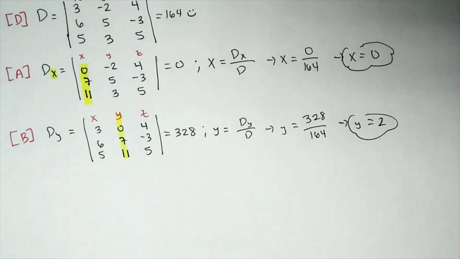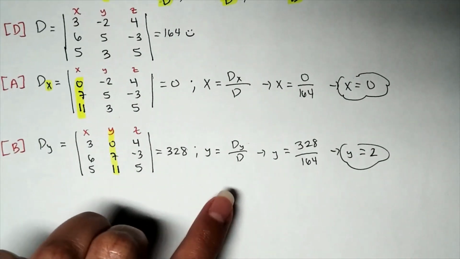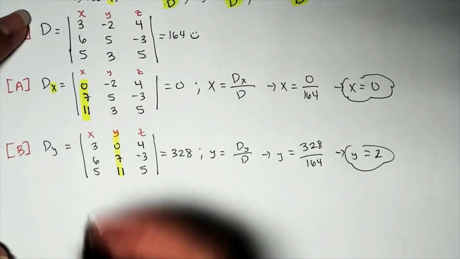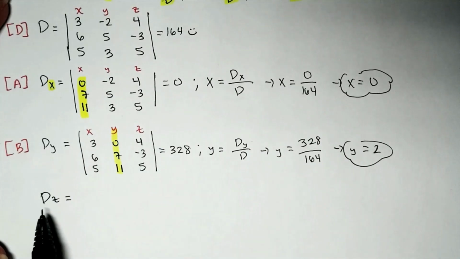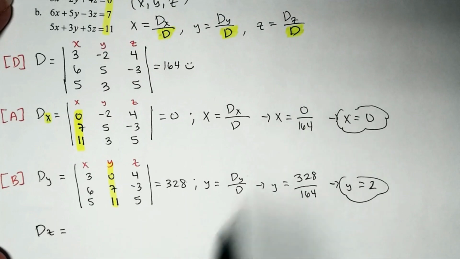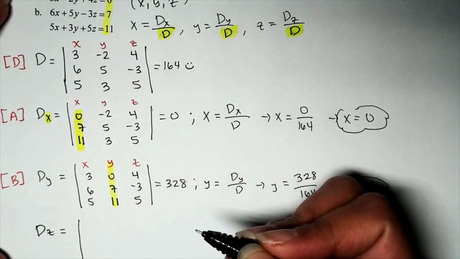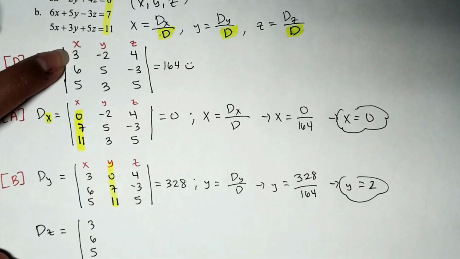Okay, so we found dy. What we need is dz, and that will allow us to find the value of z. So let's go ahead and do this. Dz, what is that? That is the determinant form when we replace the z column values with the answer column values. So the x stays the same, 3, 6, 5. Let me go ahead and zoom out.